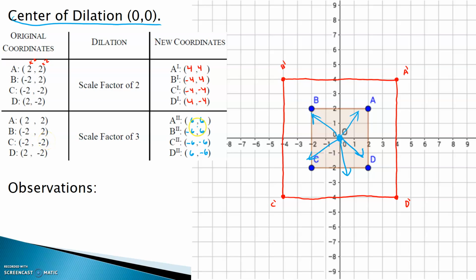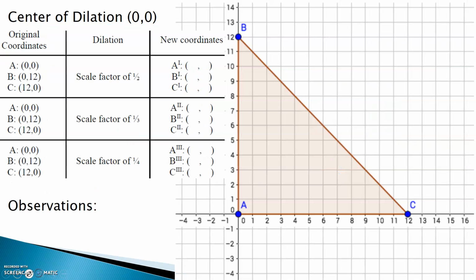The next one, I won't do it. It'll get kind of too messy here, but here are the coordinates, what you should have gotten. All you're really doing, guys, is multiplying all of your coordinates by that scale factor. Now let's do one more here. Still, your center of dilation for this one is 0, 0. So it's the origin.